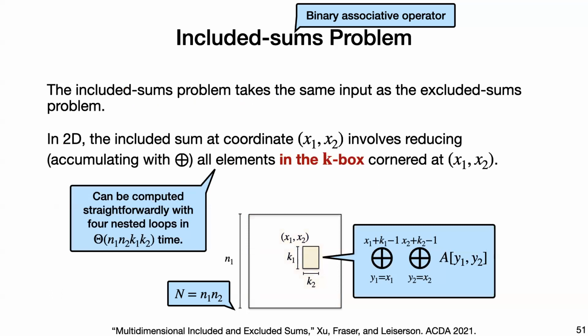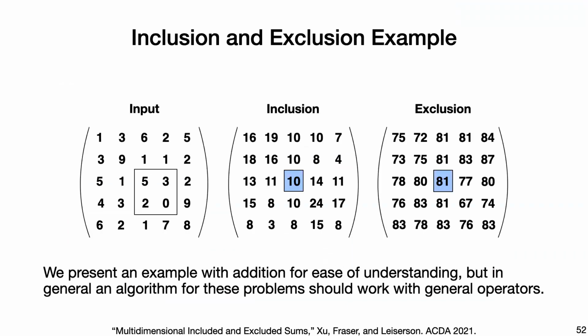Okay. And the included sum is just the reverse problem. So the input is the same, but instead now you want to compute the sum of elements inside the box rather than outside. And you can clearly compute all of them in n1 n2 k1 k2 time, because you have n1 n2 points, and each box takes k1 k2 to compute. Can you do it more efficiently? Yeah, I'll tell you how to do it.